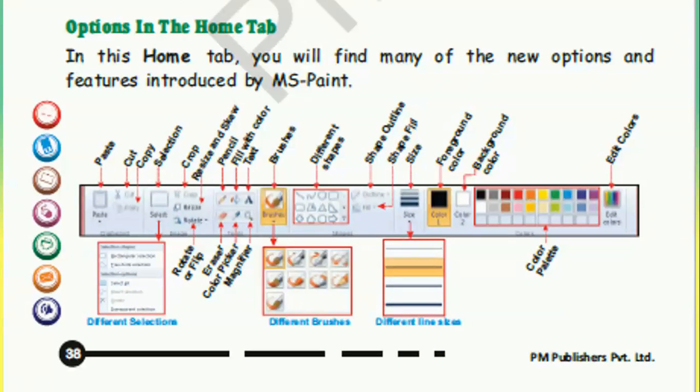Options in the Home tab. In this Home tab, you will find many of the new options and features introduced by MS Paint. This is the toolbar. This is the ribbon on which many options are there. So children, you just try to learn all the options. Paint, cut, copy, selection, crop, resize and skew, pencil, fill with color, text, brushes, different shapes, shapes outline, shapes and fill, size, foreground color, background color, edit color, rotate and flip, eraser, color picker, magnifier, color palette.